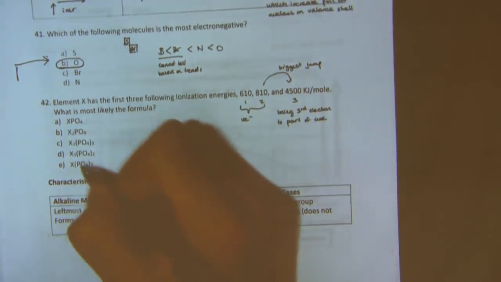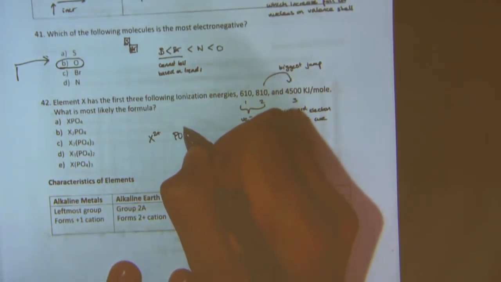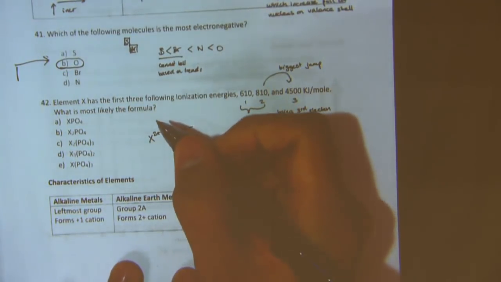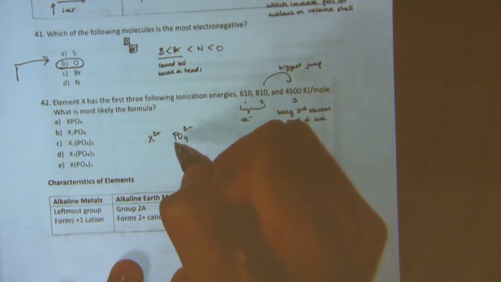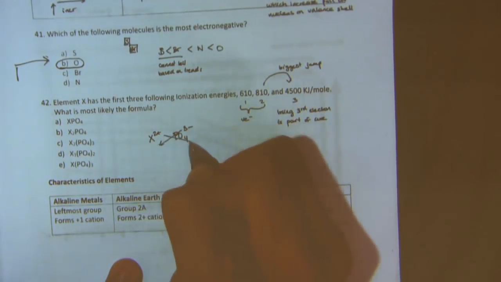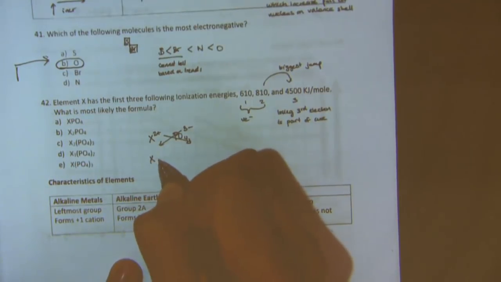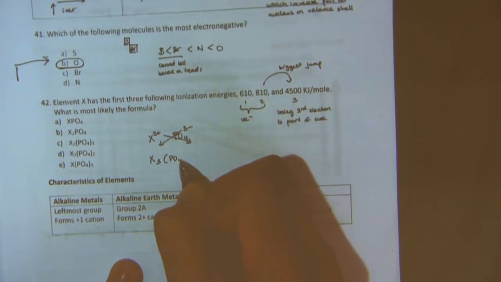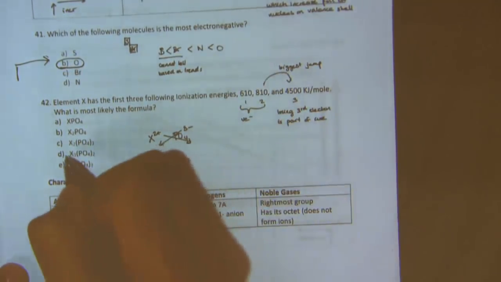And of these, we know that phosphate, based on our polyatomic ions that we should have memorized, would be PO4 3 neg. And so we would cross them, and we would get a formula of X3 PO4 2, which corresponds to option D.